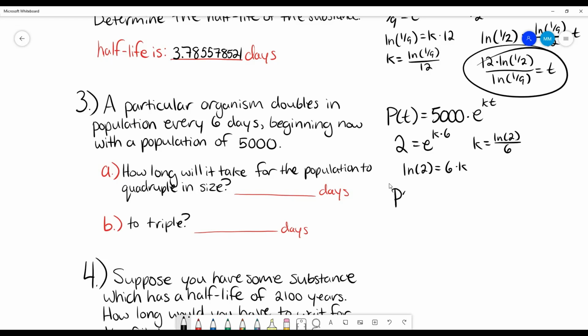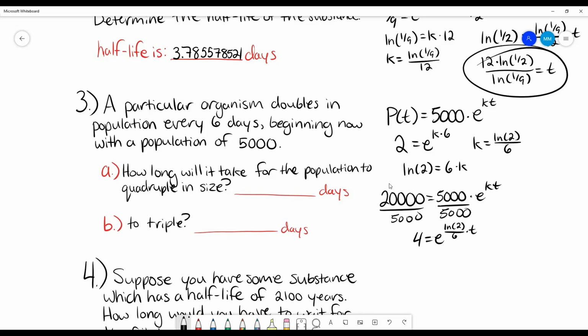Now we plug that back in. So we want to know what the time it would be for the population to quadruple in size. So that would be when our P of t is 20,000. Or when the ratio that ends up over here is 4, right? Because it's quadrupling. And we see that when I divide this out, this right here turns into 4. So I'm looking for when 4 equals that, and we can actually plug in our k value since we know it.